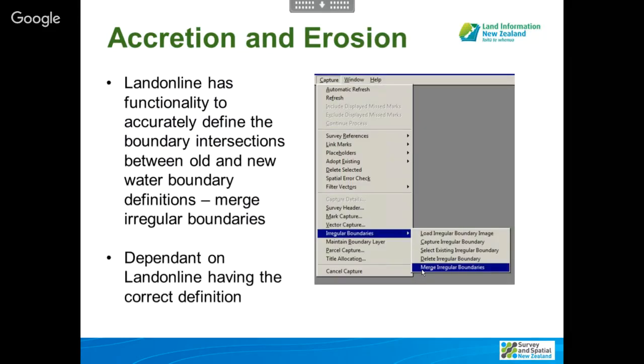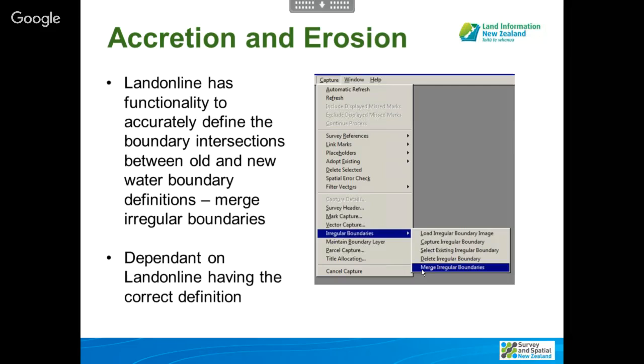Just a little side note, when dealing with accretion and erosion, there's some excellent functionality in Landonline that works well if the depiction of the spatial boundary in Landonline is correct. It's called Merge Irregular Boundaries, and our 0800 customer support team can help you with the process, but it's dependent on Landonline having the correct definition.